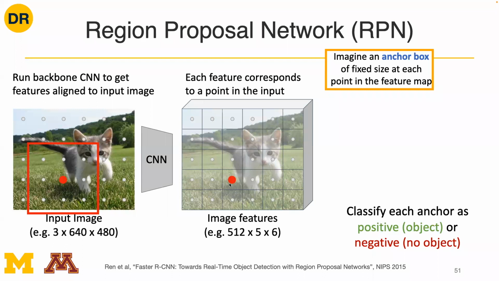So in this example, for this particular anchor, the cat is not centered, it's not fully encapsulated in the anchor. So maybe we would call this a negative example. Whereas for this anchor, since the vast majority of the cat is enclosed within the anchor, we would train our final classifier to classify the features at this specific point in the feature map as corresponding to a positive object, one that we would want to consider for the downstream bounding box regression.